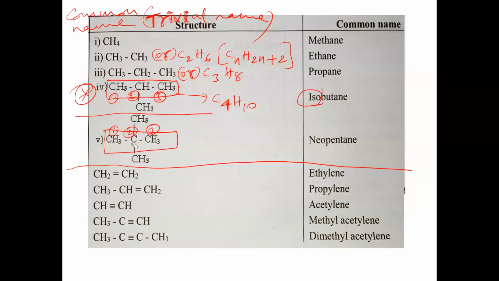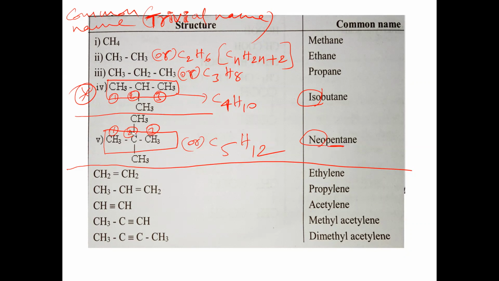2,2 dimethyl propane is the IUPAC name, remember. But here the common name is what now? Neopentane. Here pent means how many carbons in total? C5: 1, 2, 3, 4 and 5. And the hydrogen number, you check it. H12 there. C5, H12. C5 indicates pent. And double plus 2 is there here, which indicates ane. So pentane.